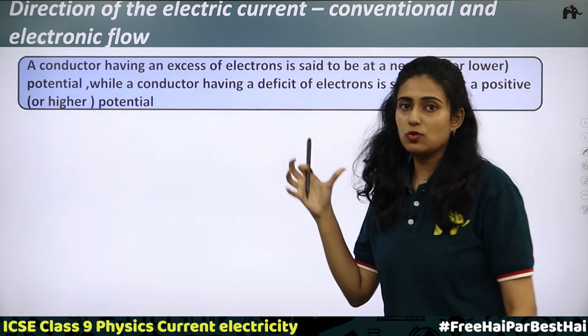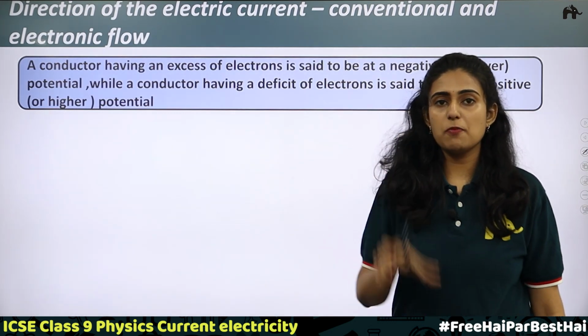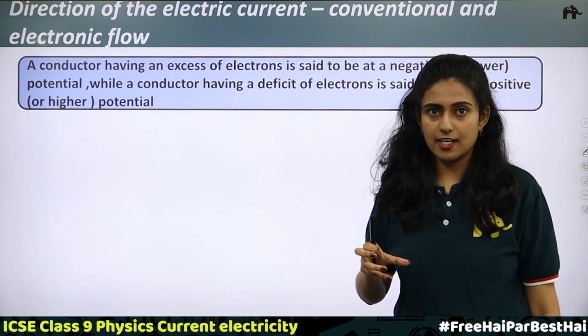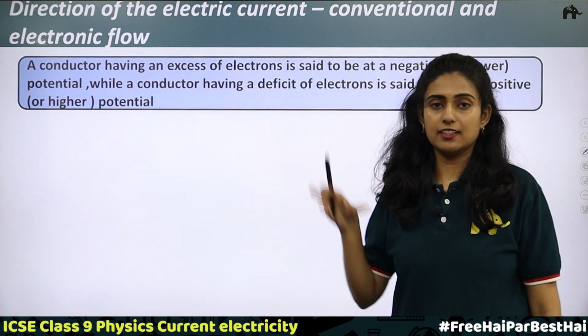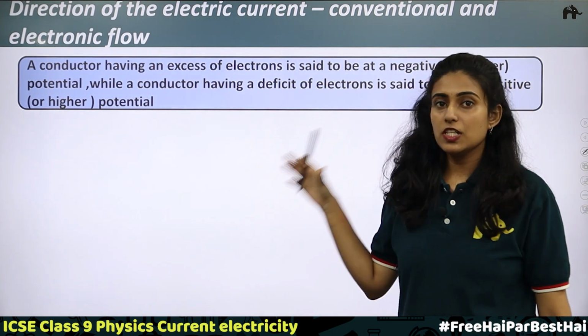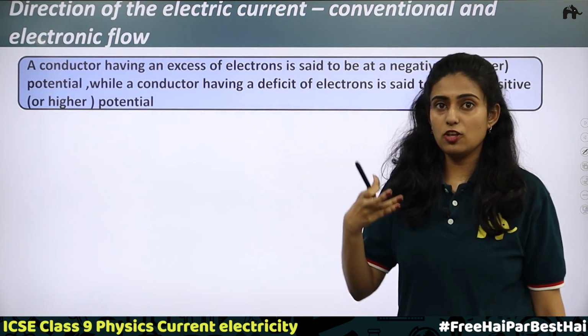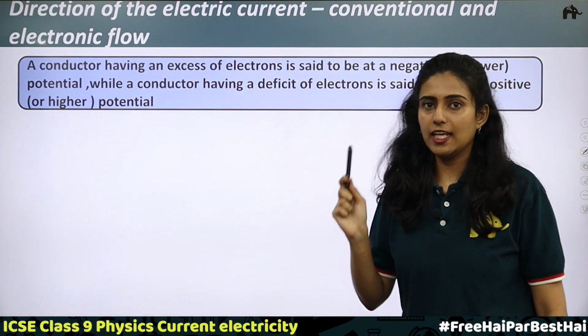So we have now discussed the direction of flow of electrons when you have a positively charged conductor and an uncharged conductor, the second case of a negatively charged conductor and an uncharged conductor, and the third case of a positively charged conductor and a negatively charged conductor. With this in your mind, you can find the direction in which the current will be flowing in each case.